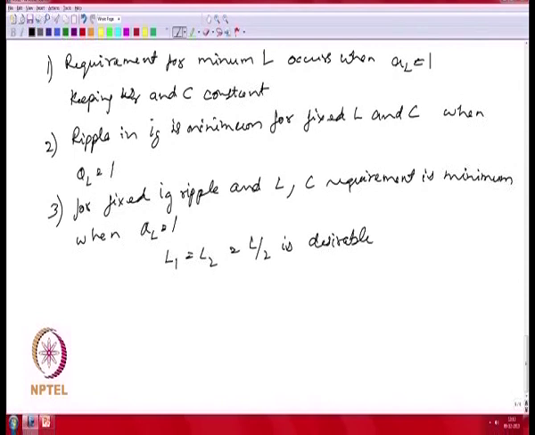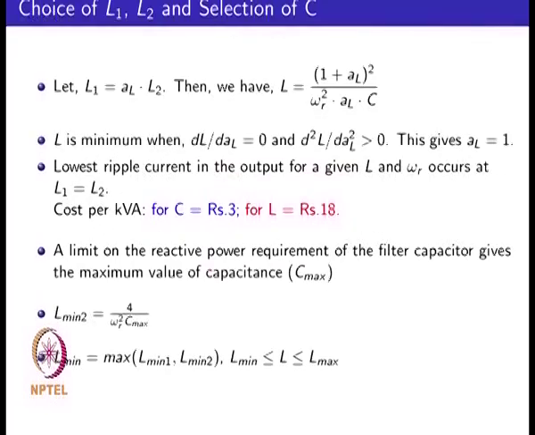In a practical situation you may not be able to exactly make L1 equal to L2, because L1 might be a physical inductor that you add, and L2 might be the inductance of an interconnection transformer. You may try to make the values close, but you may not be able to make them exactly match, but you know what the desirable direction is.